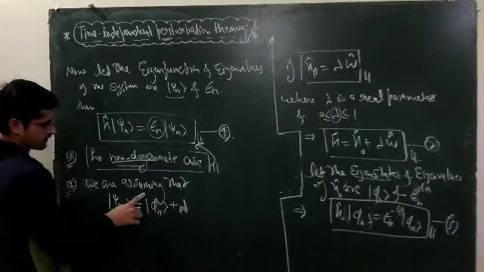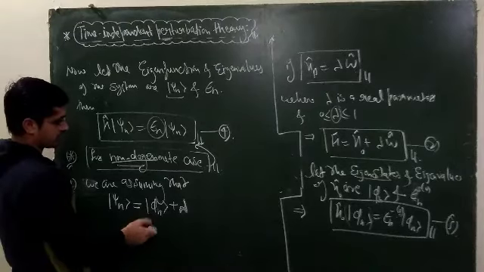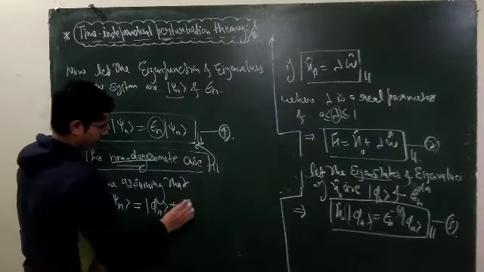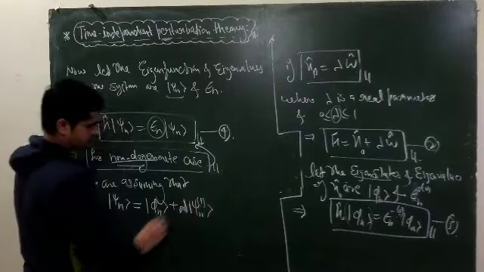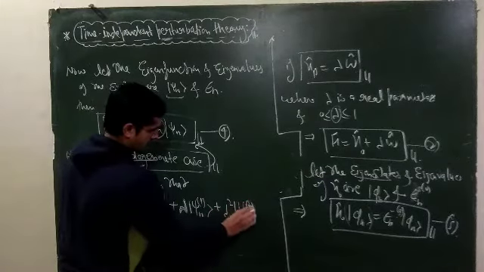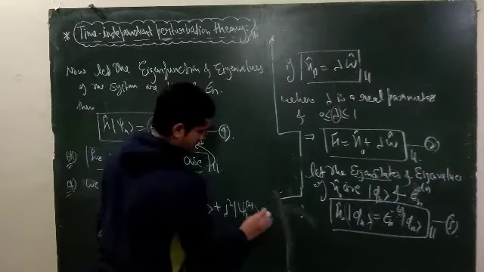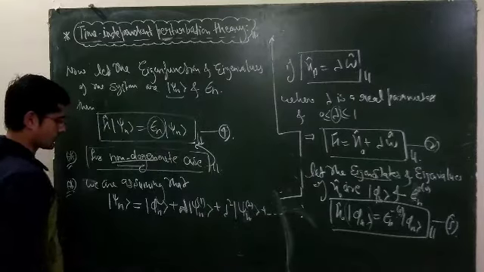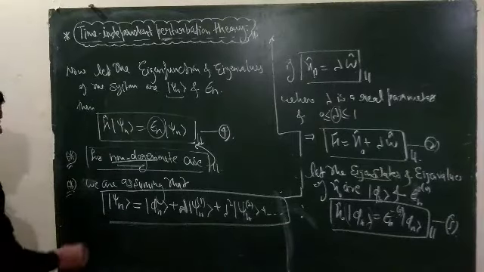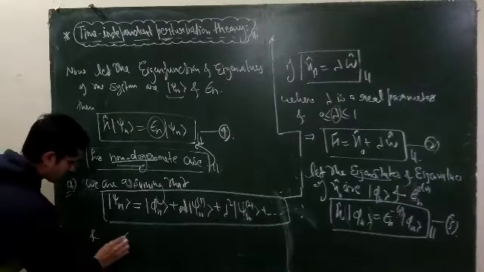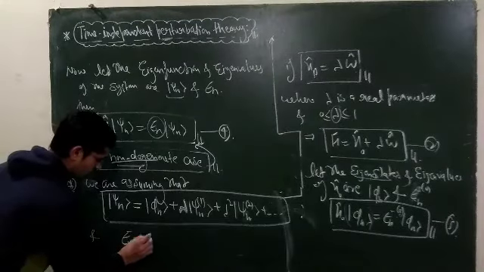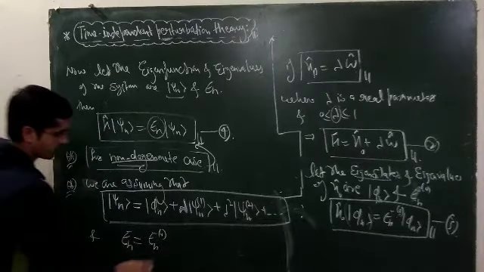It is lambda power 0 into phi n, which is the unperturbed state which we have assumed there, plus lambda power 1 into the first order correction in the wave function, plus lambda power 2 into the second order correction in the wave function, and so on. So it is a power series. You must have learned about the power series in your mathematical physics course. And also we are assuming that the eigenvalues of the system that we are considering can also be written in terms of a power series of lambda.